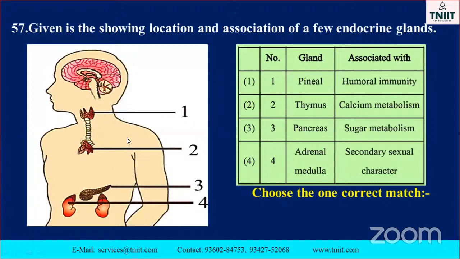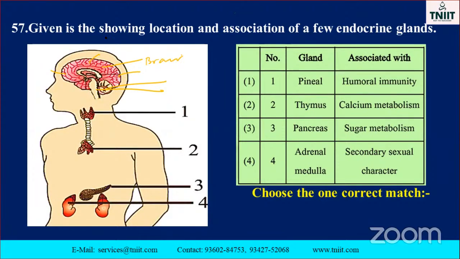Next one is a given diagram. Just listen here carefully. Sometimes they ask a diagrammatical question, but exactly the same question will not be there. It may be some modification. For example, here they give the glands. Instead, they may ask about the brain: where is the hypothalamus, thalamus, pons, and also forebrain, midbrain, hindbrain, like that. The same diagram, but the options will vary.